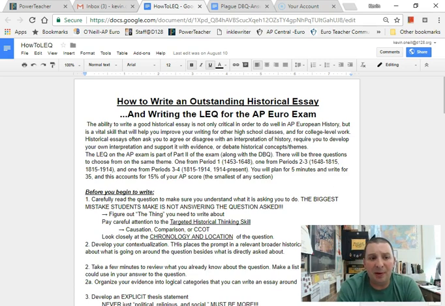The LEQ on the AP part of the exam is part 2 of the exam along with the DBQ. There's 3 questions to choose from, and they're all going to be the same theme. One is going to be from period 1, one is going to be from periods 2 or 3, and one is from periods 3 to 4. So you get to choose on the same theme which era you know best. You'll plan for 5 minutes, and then you'll write for 35. That's what they're expecting, a 35-minute essay planned for 5. This accounts for 15% of your AP score, which is the smallest of any section.